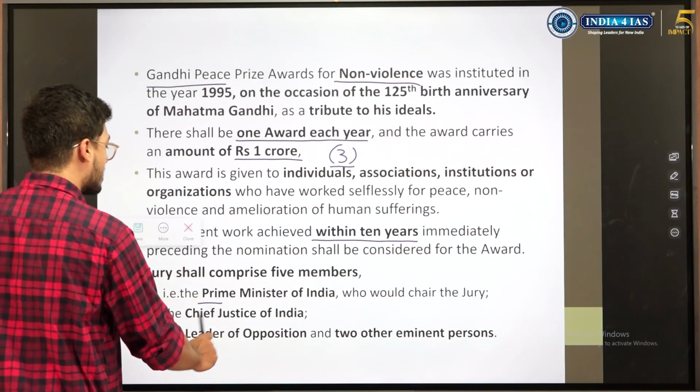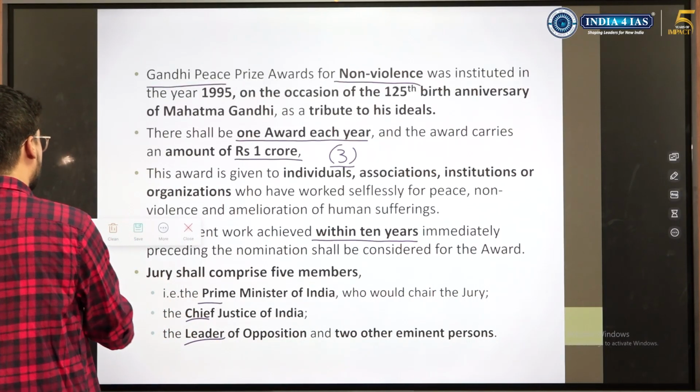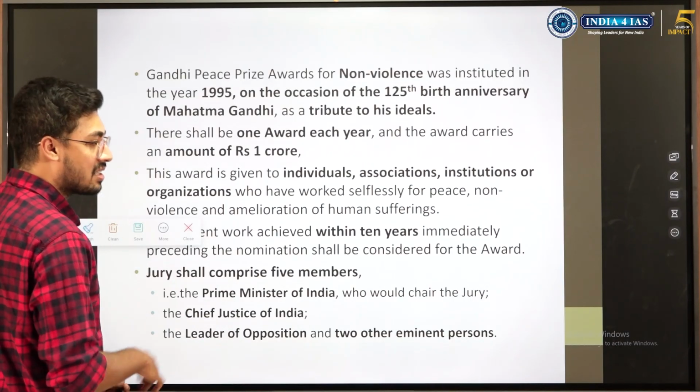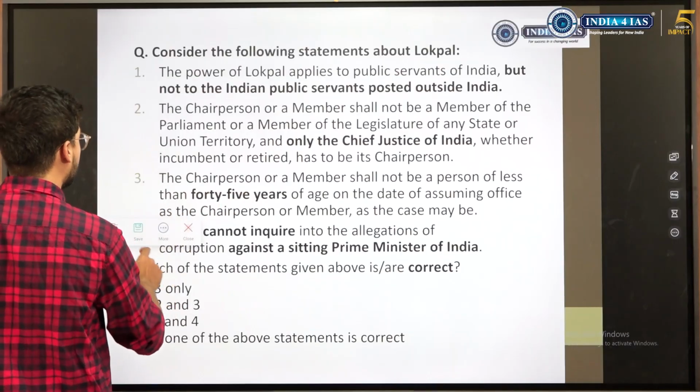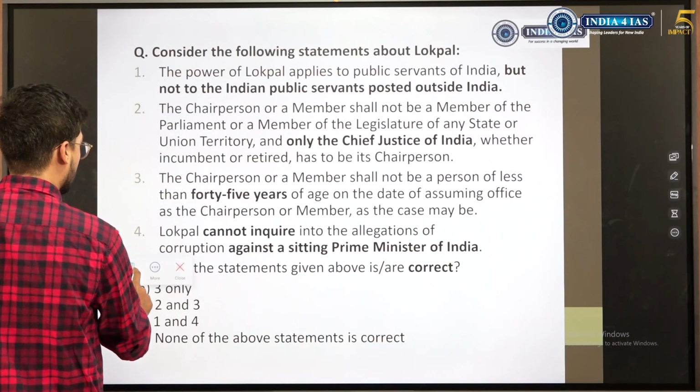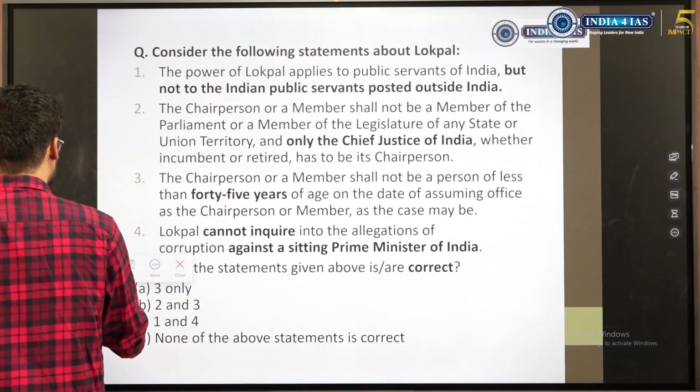So the jury involves the Prime Minister, Chief Justice and Leader of Opposition. See, Gandhi Peace Prize, and then next year they may ask about something else. So there is no point in mugging up each of these committees and juries. That is why I said less emphasis needs to be given there.